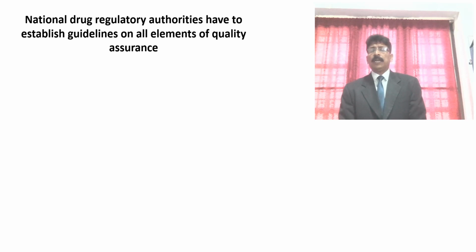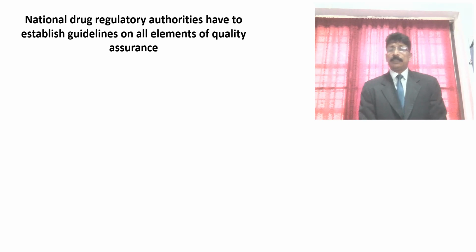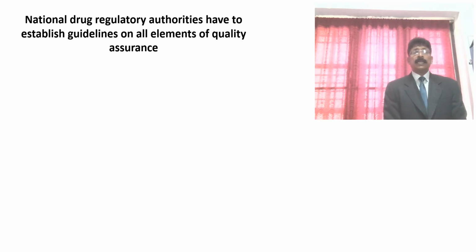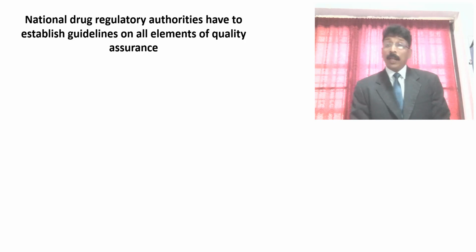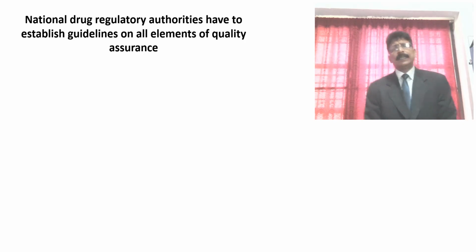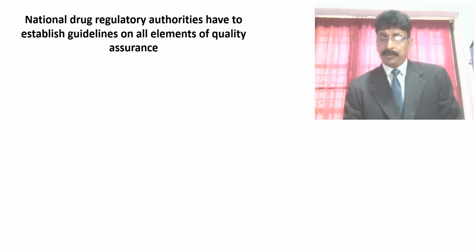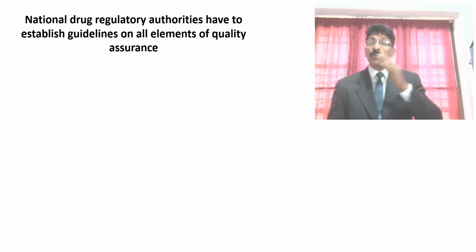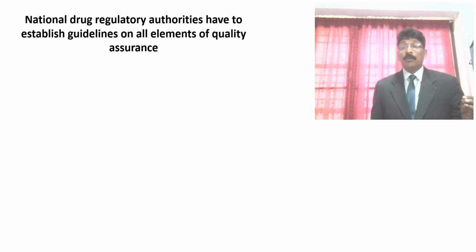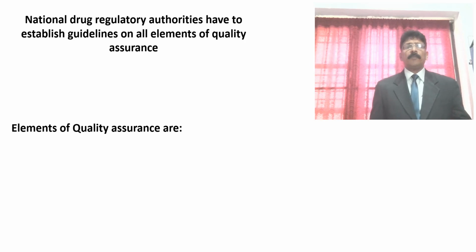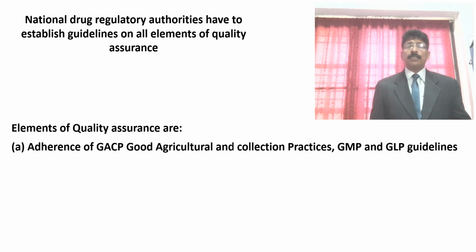So, first, when we talk about this chapter on quality assurance initially, national drug regulatory authorities have to establish guidelines on all elements of quality assurance. What is this? Elements of quality assurance. Everybody knows quality assurance, quality control. These all determine the quality of the finished product from the manufacturer up to the consumer. The elements of quality assurance are adhering.